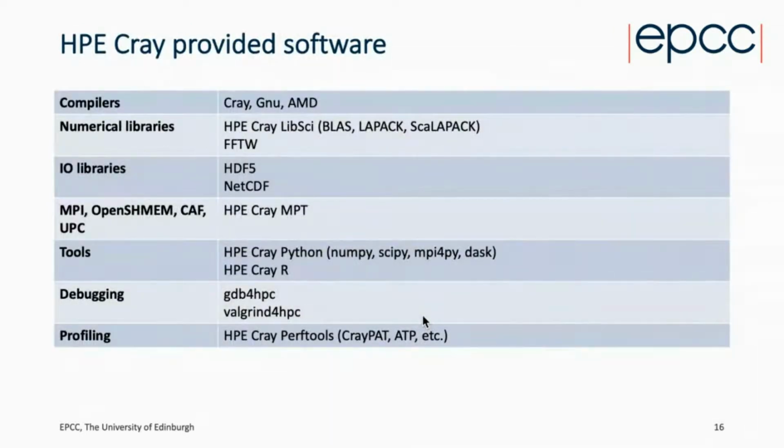Cray are providing, as we talked about, the numerical libraries. They also provide HDF5 and NetCDF. We talked about the MPI, and their toolkit also supports OpenSHMEM, Coarray Fortran, and Unified Parallel C. I've talked about Python and R already, and I've talked about the debugging and profiling stuff. So we've already covered these things, so I won't spend any more time talking about them again.